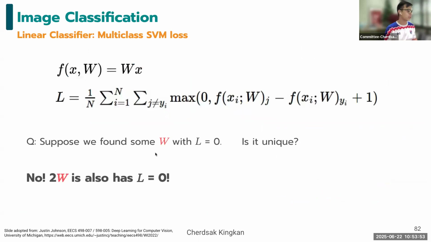Suppose we found some W with loss equal to 0. The question is, is it unique?